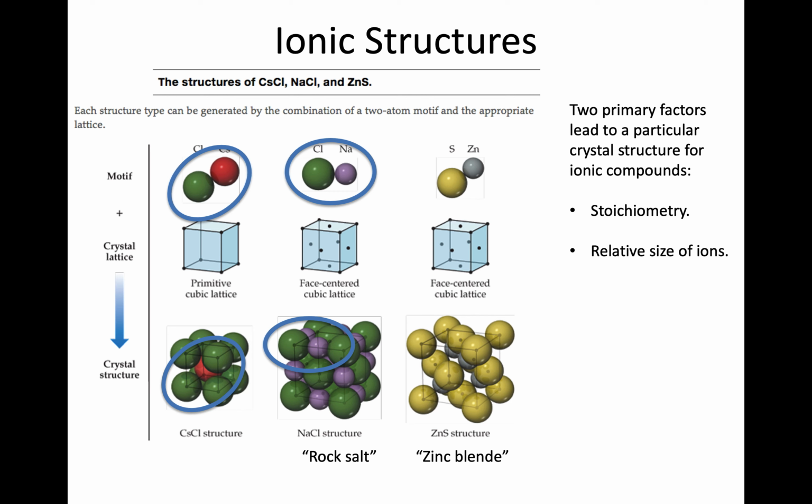So what we're doing here is we're using the different lattice points, but instead of placing a single atom there like we had with a metal, we're placing a combination of them. We're placing our motif, and that's being used to then populate the unit cell.